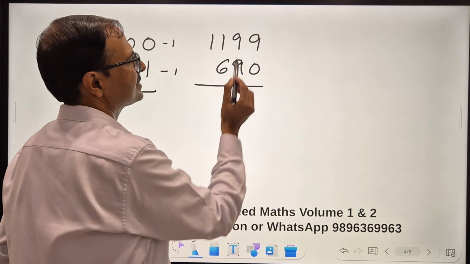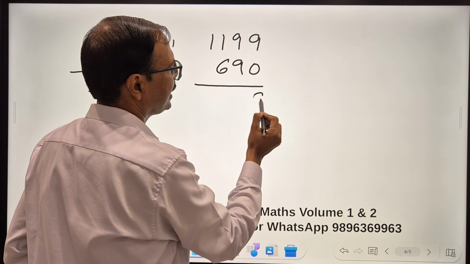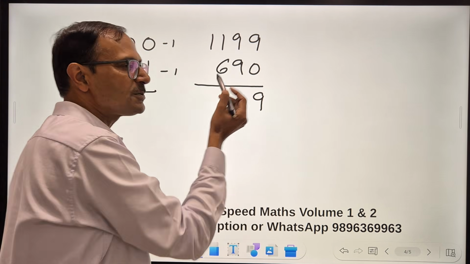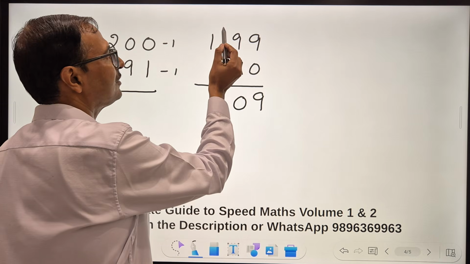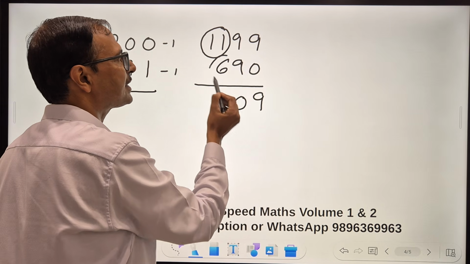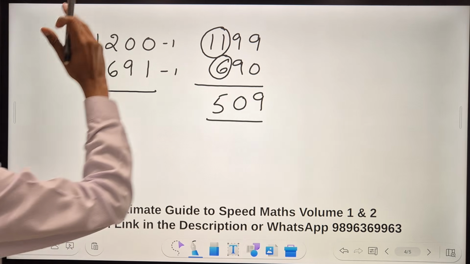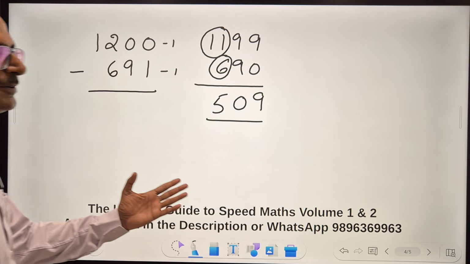Now here there is a very small thing which you should tell to the students. You can do it in parts. 9 minus 0, 9. 9 minus 9, 0. Now this involves borrowing. But you can always take 11 and then subtract 6. 11 minus 6 is 5. And there you go. 509 is the answer.